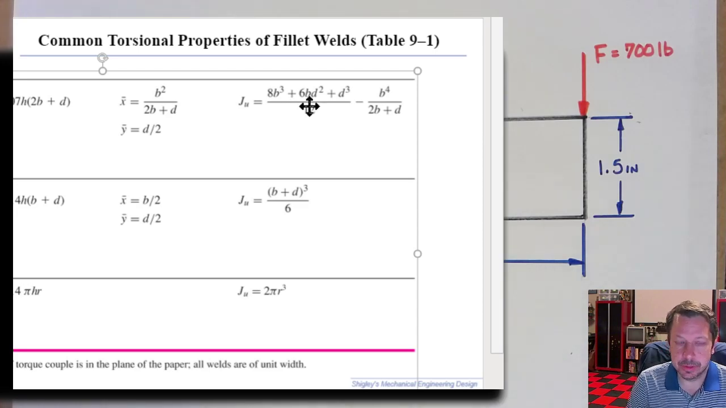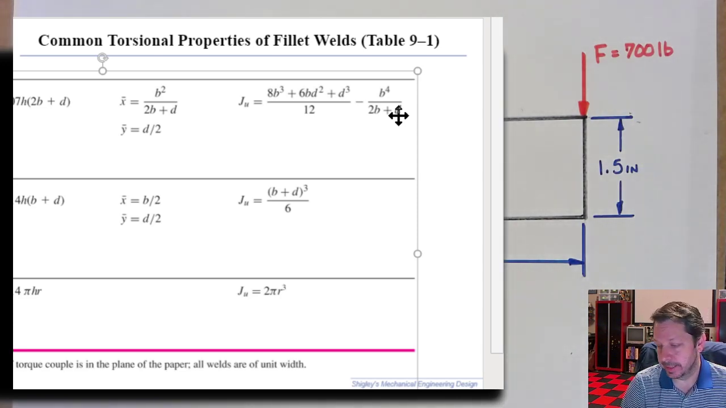So what this J will do, it will give us the polar moment of inertia for that weld, but it doesn't know what size the weld is. So it makes it a unit polar moment of inertia. To get J, I need to multiply JU times the throat size, not the throat area. 0.707 times H. So if I take JU, multiply times 0.707 times H, the weld size, that will be the value that I'll use for J in my equations.